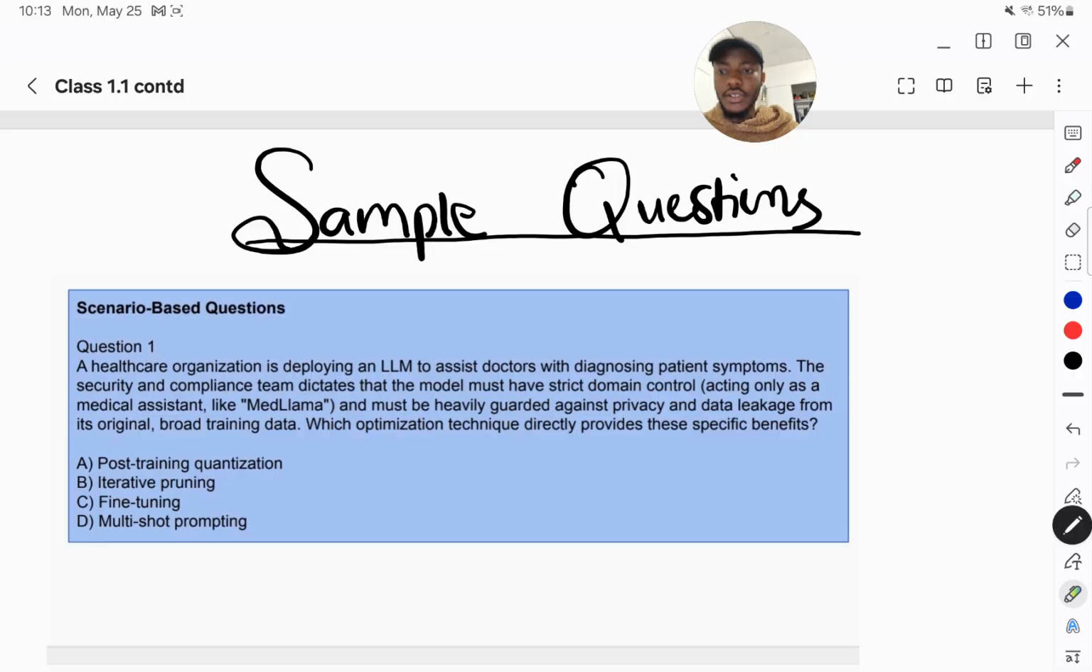All right. Okay, so let's look at question one again. A healthcare organization is deploying a large language model to assist doctors with diagnosing patient symptoms. The security and compliance team dictates that the model must have a strict domain control, acting only as a medical assistant like MedLlama, and must be heavily guarded against privacy and data leakage from its original broad training data. Which optimization technique directly provides these specific benefits? A. Post-quantization training. B. Iterative pruning. C. Fine-tuning. D. Multi-shot prompting. The answer is C. C is fine-tuning. Remember, we want to customize, right? And strict domain control here is the keyword.